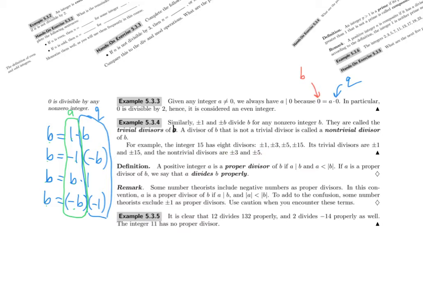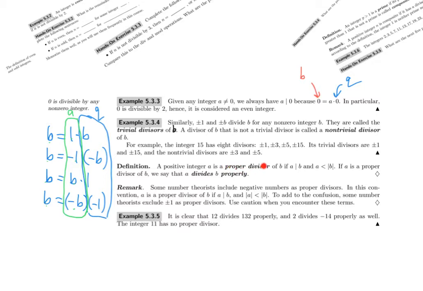We say a positive integer a is a proper divisor of b if a divides b and a is less than the absolute value of b. So we might say a divides b properly. In other words, trivial divisor and proper divisor are related.